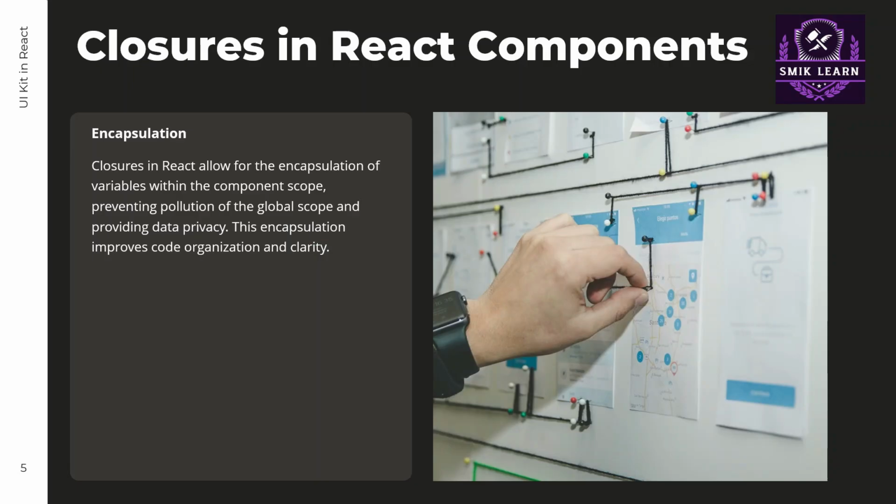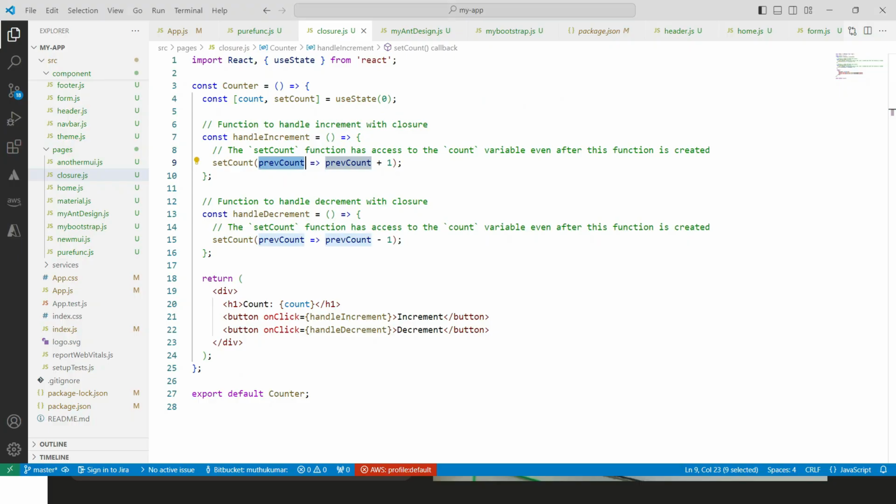A closure in React allows for the encapsulation of variables within the component scope, preventing pollution of the global scope and providing data privacy. So this is encapsulation, which provides code organization and clarity. Closures are where we can access the previous value stored in the same function. Normally we would say count equals count plus 1, but prevCount means the previous value can be called. Whatever the previous value is, that value will be called. That is called a closure.